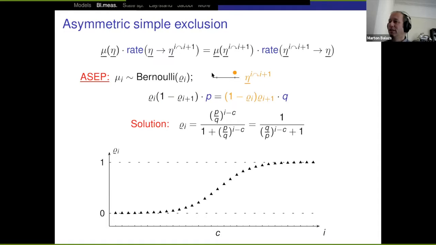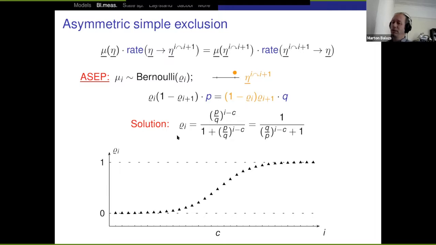In this new state, the product Bernoulli gives you probability 1 minus rho I and rho I plus 1, and the rate back is q. So detailed balance tells you that the left-hand side should be equal to the right-hand side. And this you can easily solve and get this logistic transition from 0 to 1 in the density parameter.